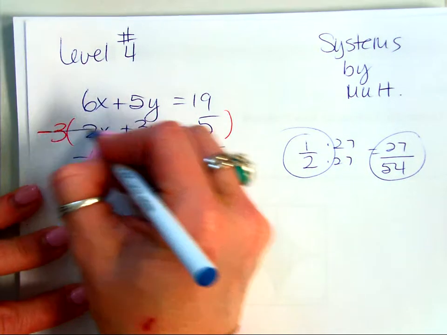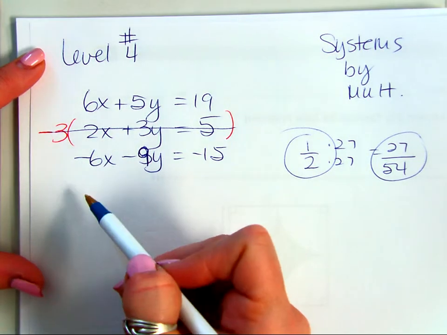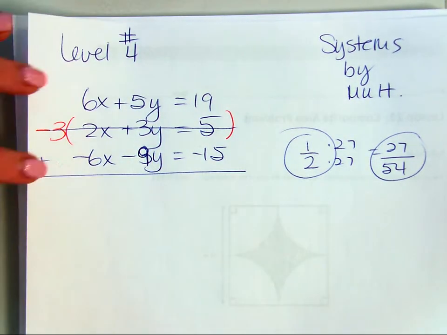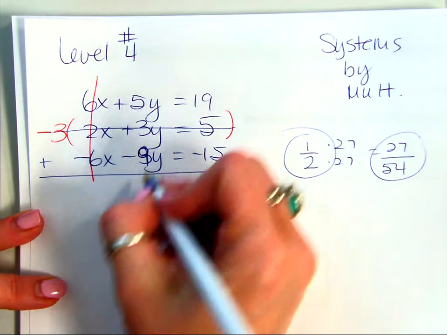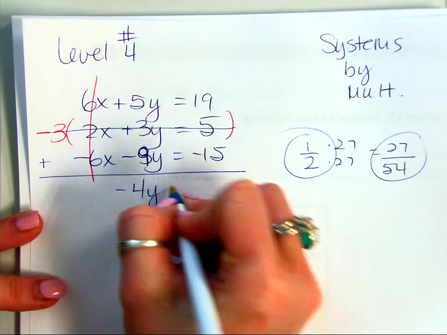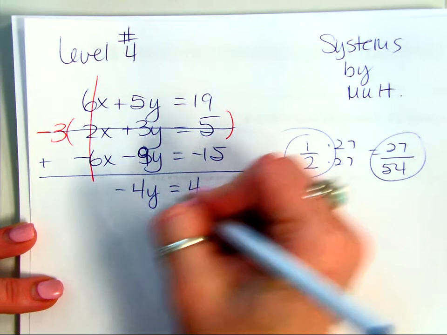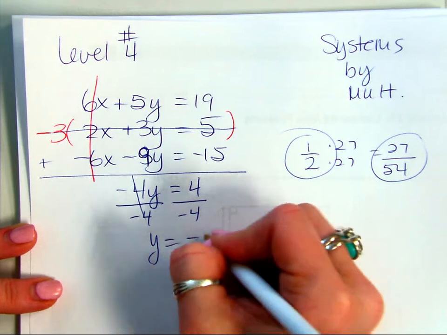So this equation I don't really need. You can cross it off just so that you don't go to combine it, because sometimes people will go to combine these two. So now, is it ready to go? Is it a level 1? Yes. So go ahead and cancel out your x's, and then your y's are going to give you -4y, right? 19 plus -15 is 4. And y is -1.